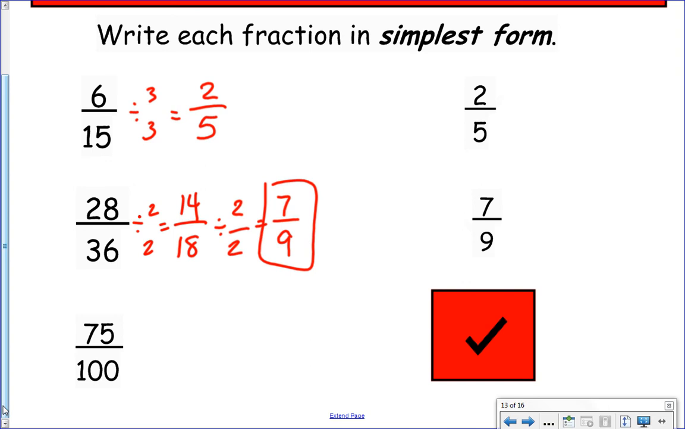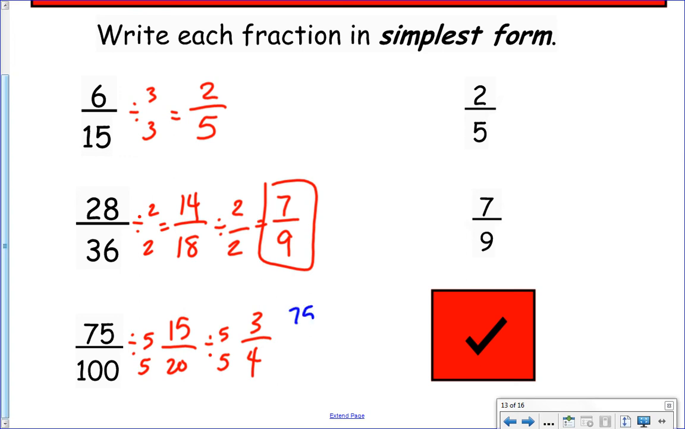So for those of you that want to just go by 5's, you're going to go by 5's. That brings us down to 15 over 20, I think. And then okay, I can divide by 5 again. That's going to give me 3/4, okay? So you can do it that way, or let's rewrite it over here.